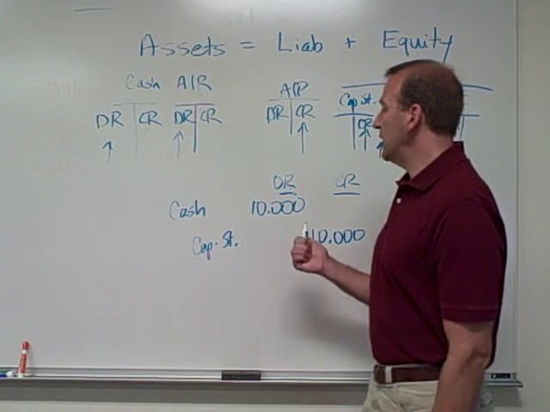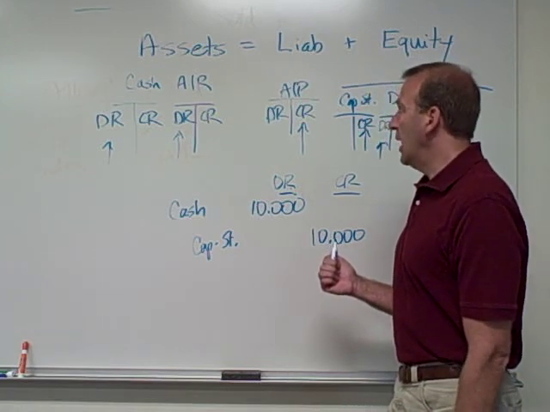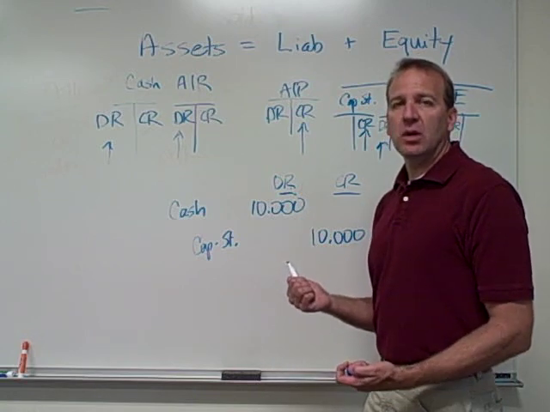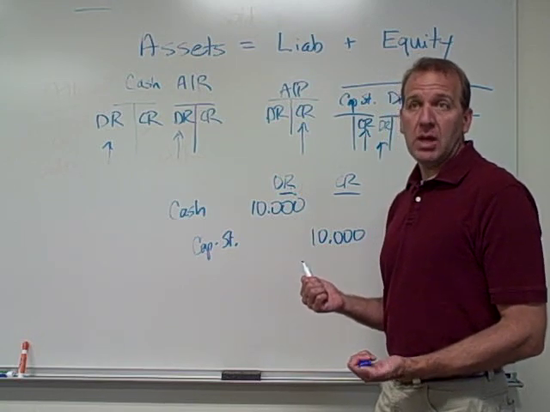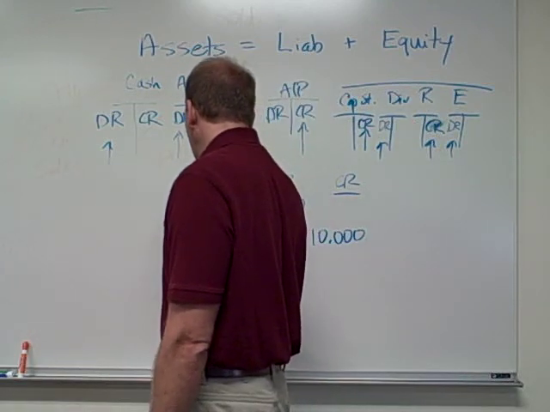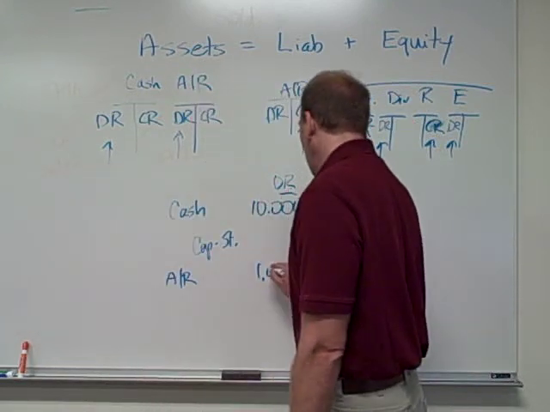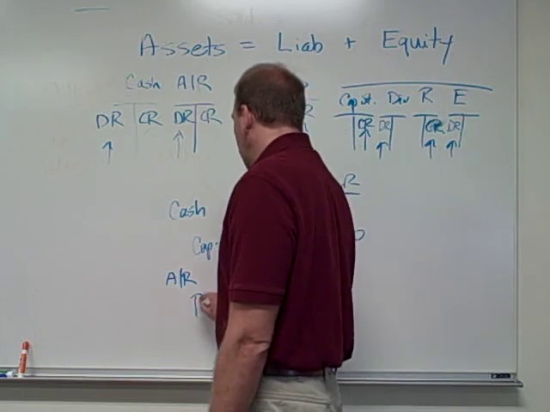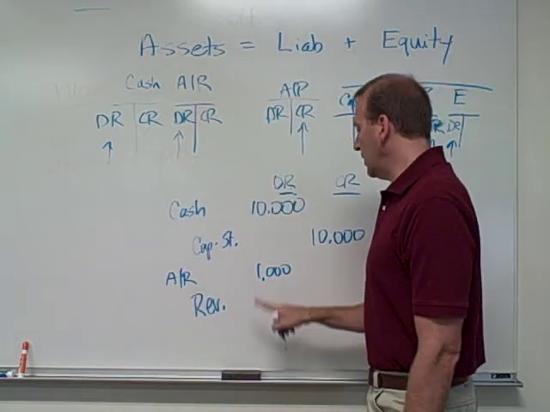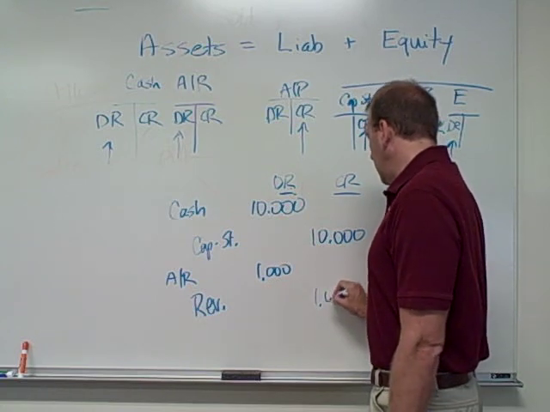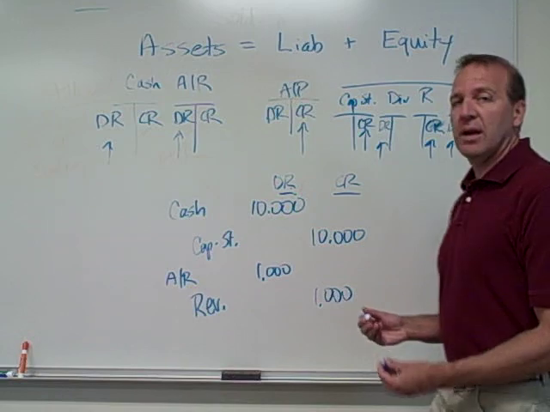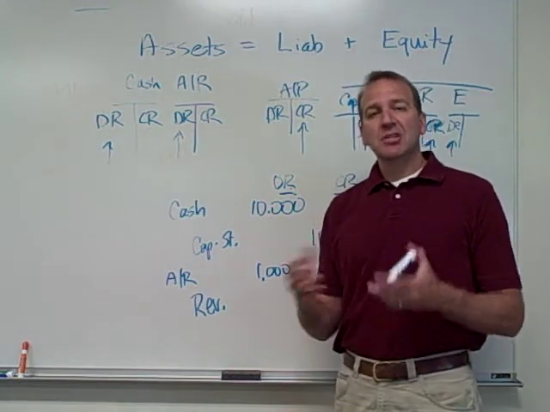Our next journal entry, let's say that we did some consulting work on credit, okay, for $1,000. So somebody owes us $1,000, we've done the work, so we have accounts receivable 1,000, and then we have our consulting revenue. Accounts receivable is an asset, increases with the debit, so there's 1,000, and then revenue increases with a credit, so we would credit revenue. So every transaction is going to work this way.